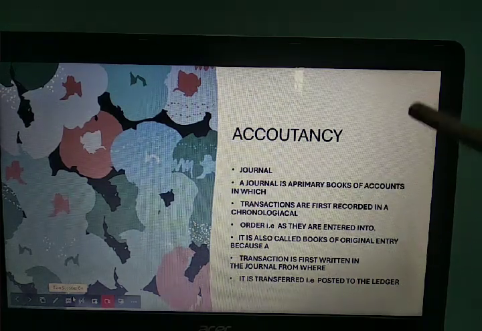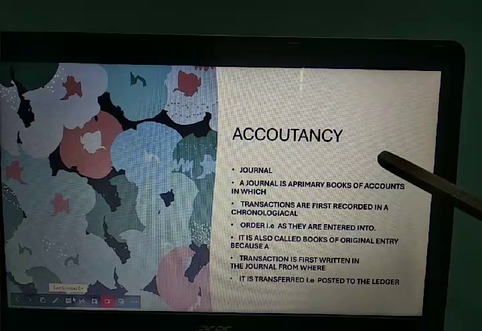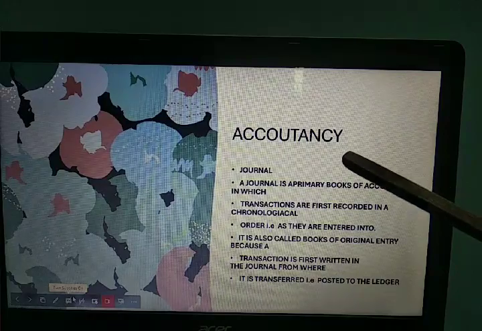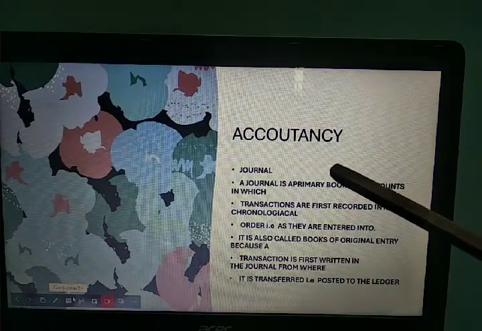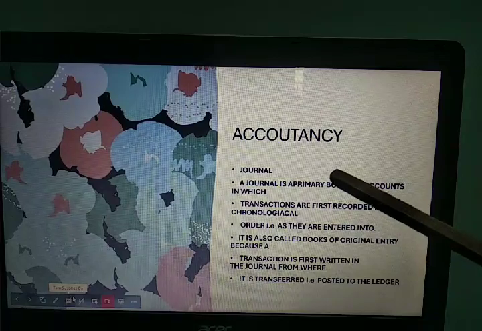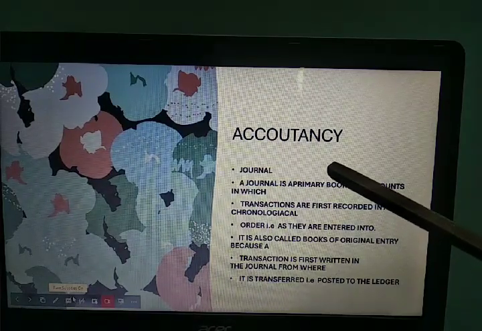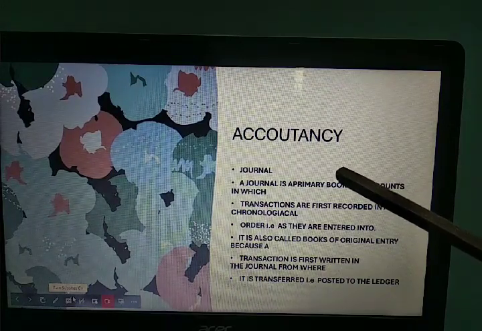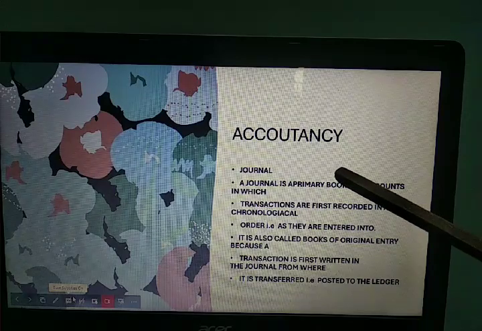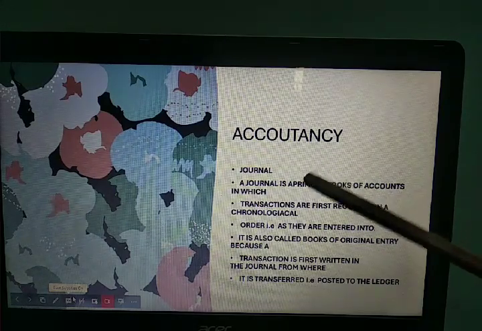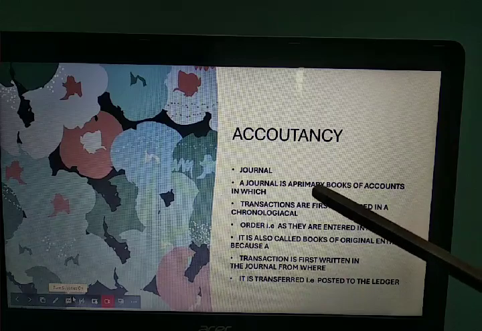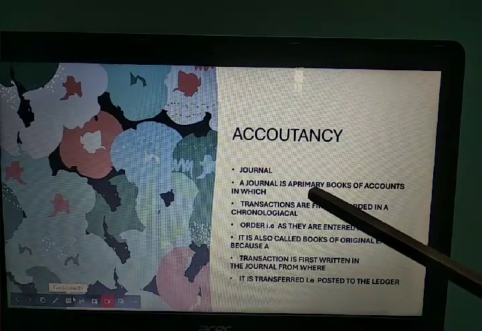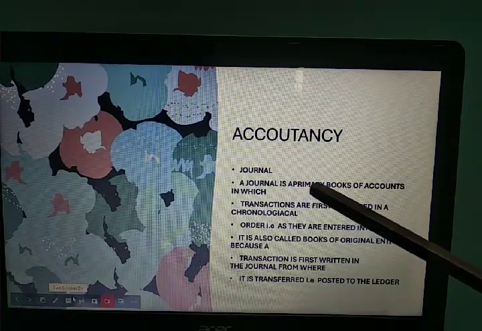Hello students, today we will be discussing the class 11 starting accountancy subject. In my earlier video, we discussed the basics of transactions, identification of debit and credit, and different types of accounts: personal, real, and nominal accounts. Now we have to start with the double entry system, how to enter in the books of accounts.